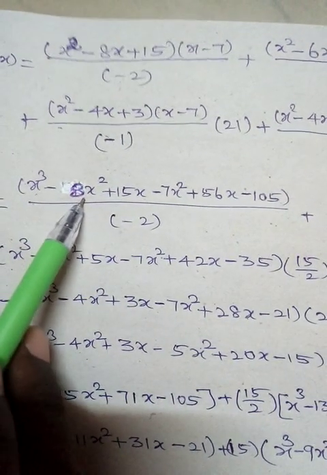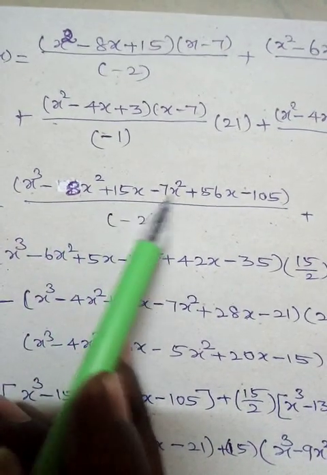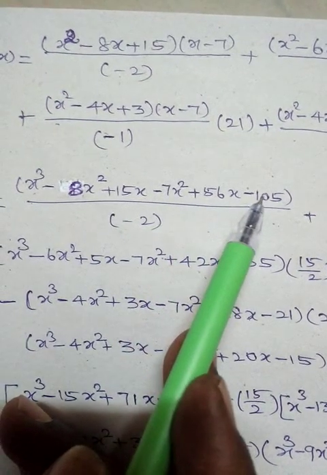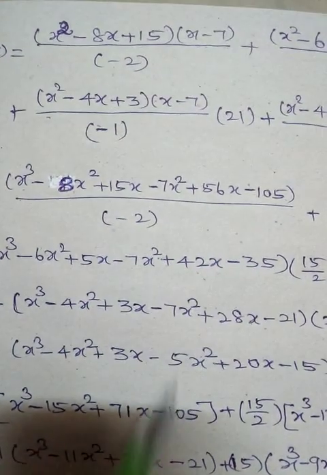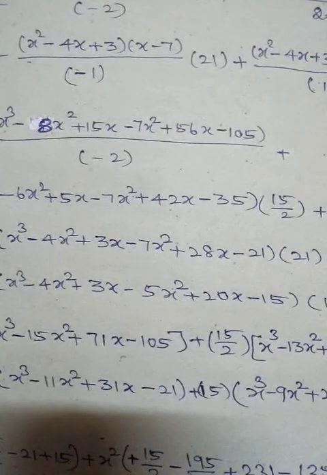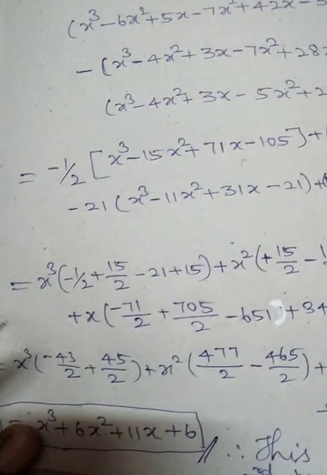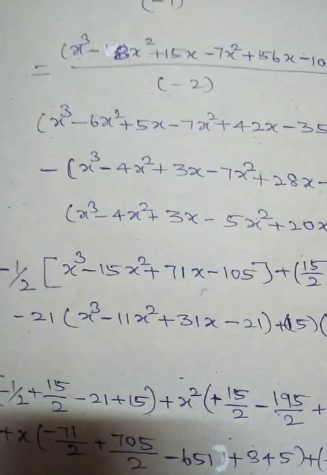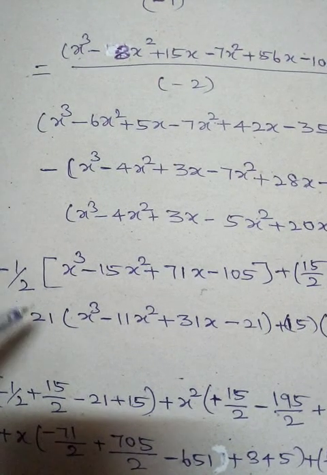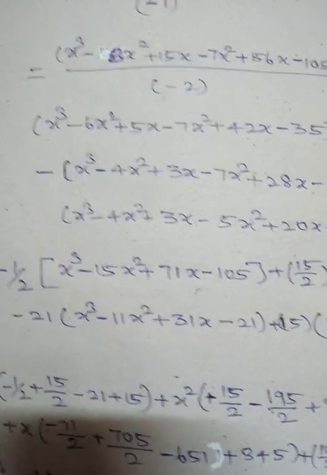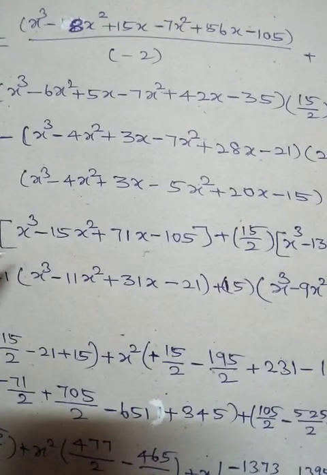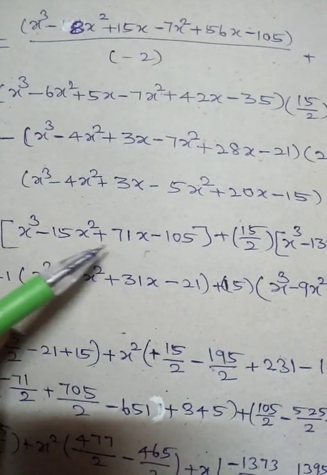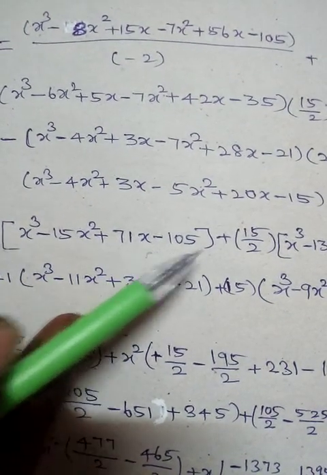x cube minus 8x squared plus 15x, etc., up to minus 105 by minus 2. Write this. Okay. Then how to simplify? How can we easily get the answer? So these are the terms I have found: minus 1 by 2 x cube, minus 15x squared, plus 71, minus 105, etc.